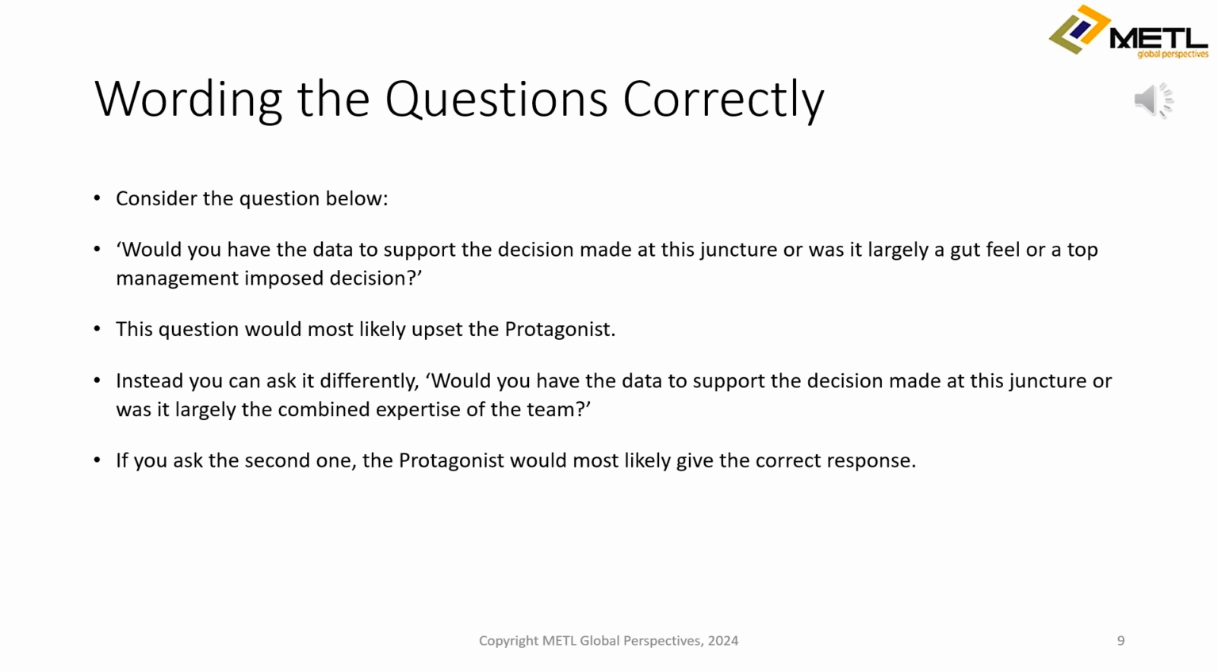A question like this would most likely upset the protagonist. Instead, you can ask differently. Would you have the data to support the decision made at this juncture, or was it largely the combined expertise of the team? If you ask the second one, the protagonist would most likely give the correct response and engage in a discussion with you, trying to respond in a way which is possible.